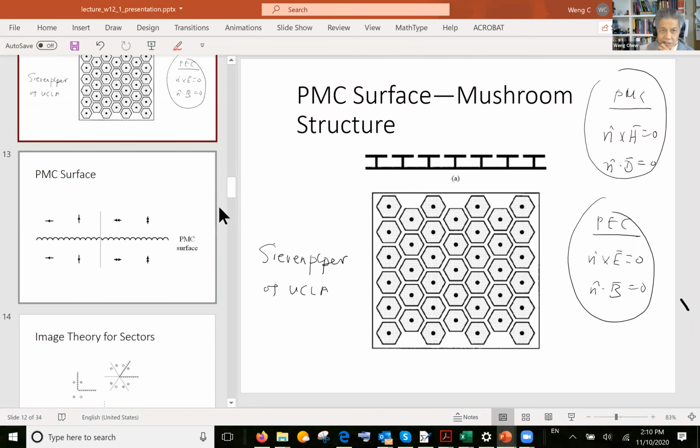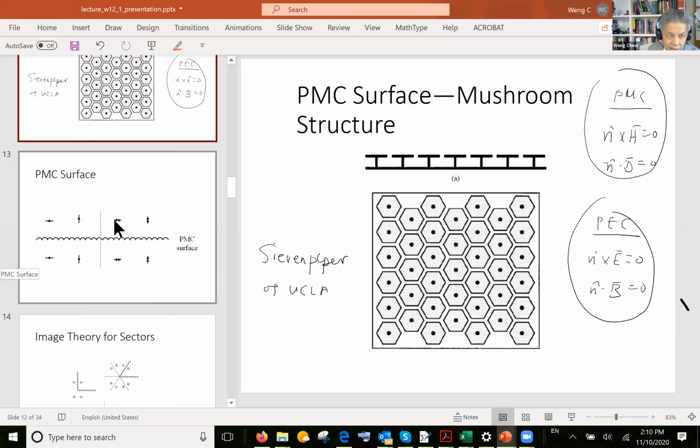Okay, so we don't have a perfect magnetic conducting surface in the real world, but we can make something close to it. We can only make an approximate perfect magnetic conducting surface, and you can apply image theorem to such a surface. Then electric dipoles are usually indicated by one arrow. Magnetic dipoles are usually indicated by two arrows.